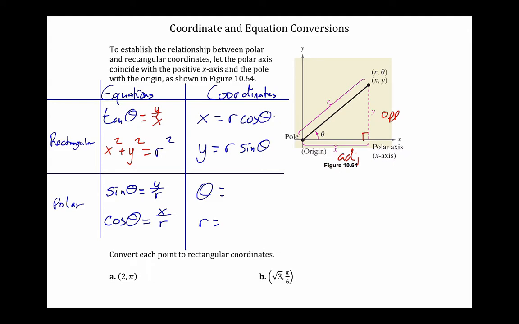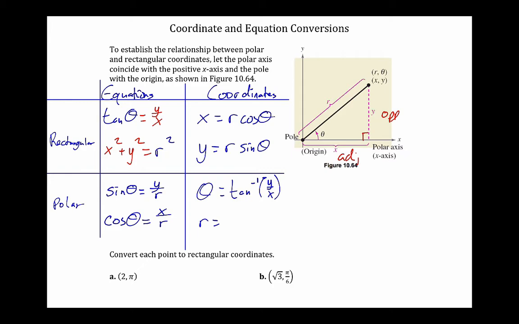Taking a look at the previous equations again, up here in the rectangular equation, we got tangent of theta equals y over x. If we take the inverse tangent of both sides, the inverse tangent of tangent theta will just give us that theta we're looking for. And the inverse tangent of, sorry, not of x over y, of y over x.